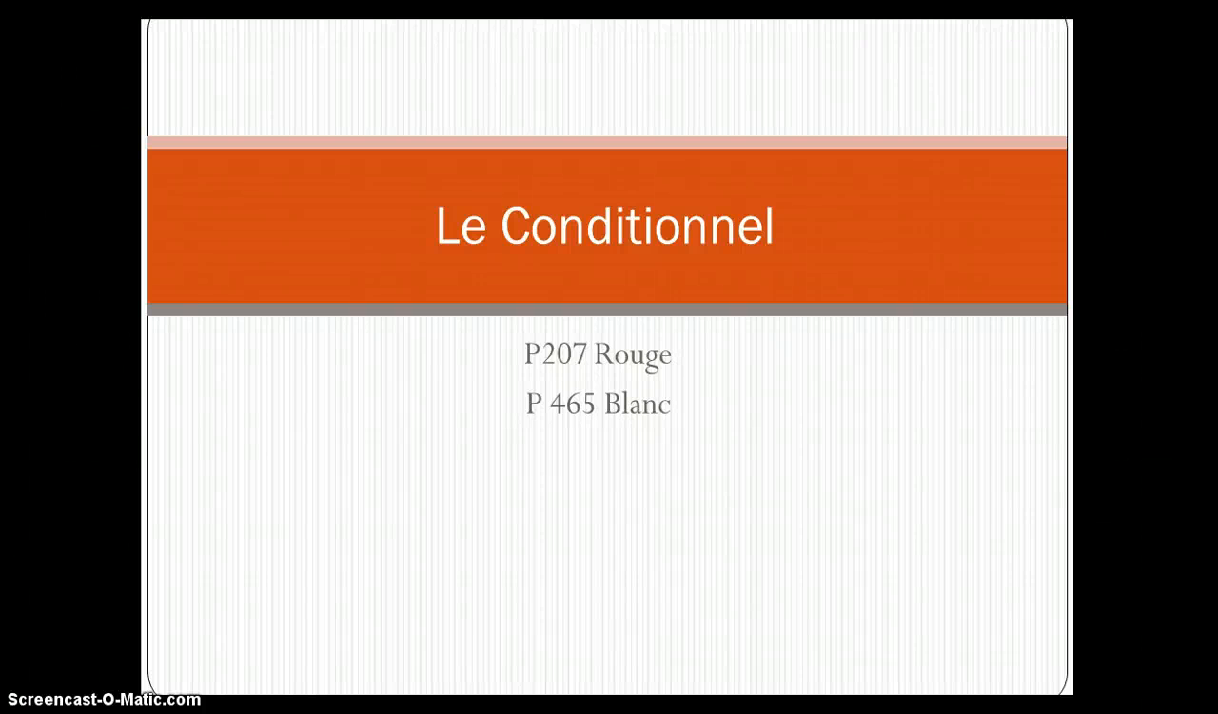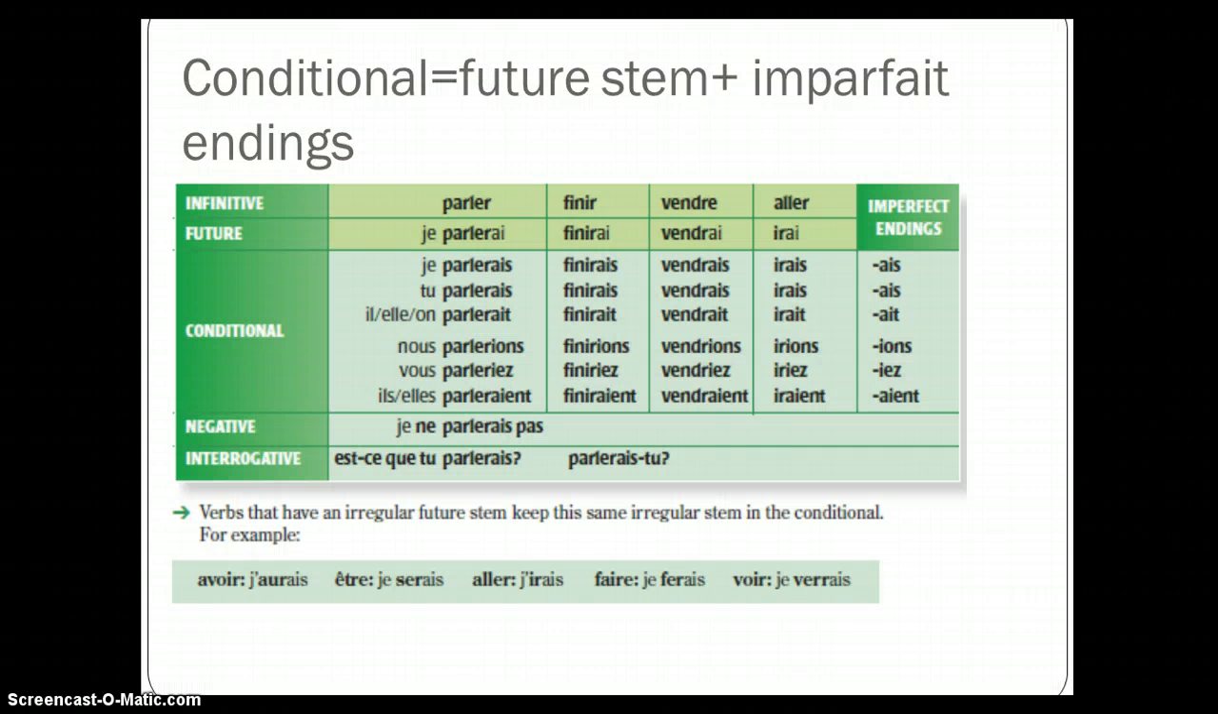We're going to learn about the conditional, which is used to describe what people would do or what would happen in certain circumstances. And good news, you already know how to form it. It's made up of two things that you've already learned: the future stem followed by the imperfect ending.